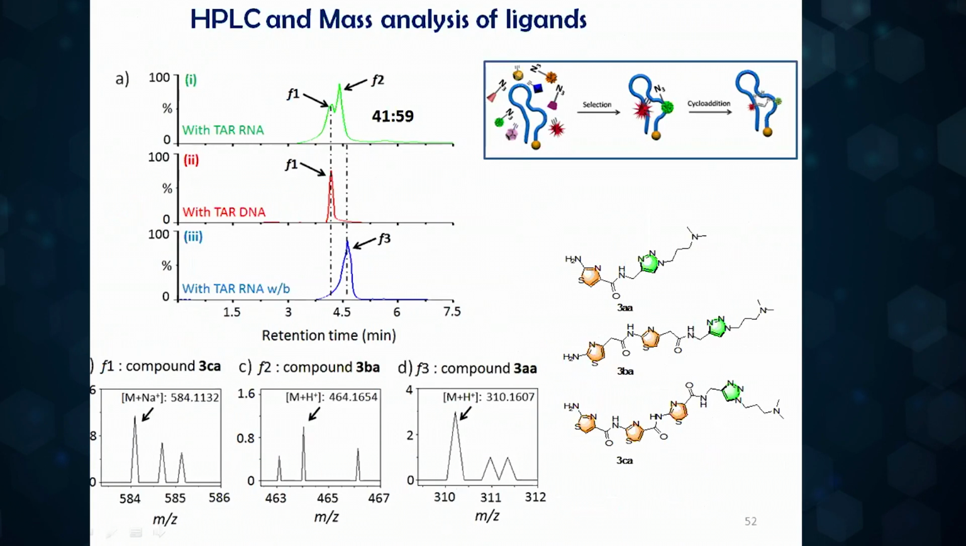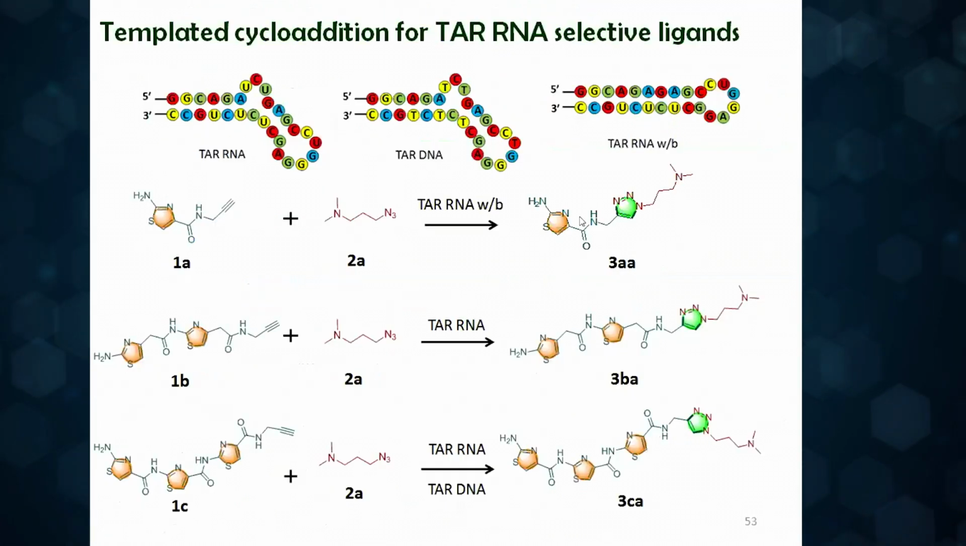So this is the HPLC and mass analysis showing that the TAR RNA produced 2 different compounds. One is ligand 3BA, which contains two thiazole rings, and the other contains 3 thiazole rings. This is the minor compound, and this is the major compound, 3BA. With TAR DNA, 3CA was exclusively obtained, and in the presence of TAR RNA without the bulge, ligand 3AA was formed. So this is the summary of the in situ cycloaddition results: compound 3AA, which contains 1 thiazole ring, was obtained exclusively by the TAR RNA without the bulge.